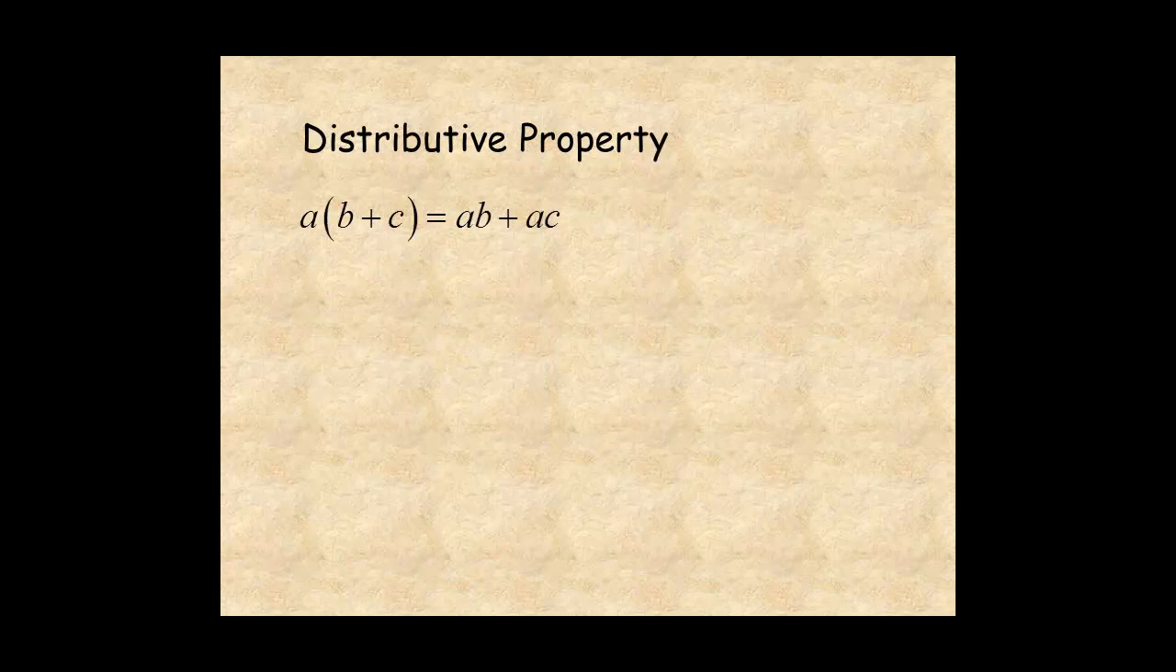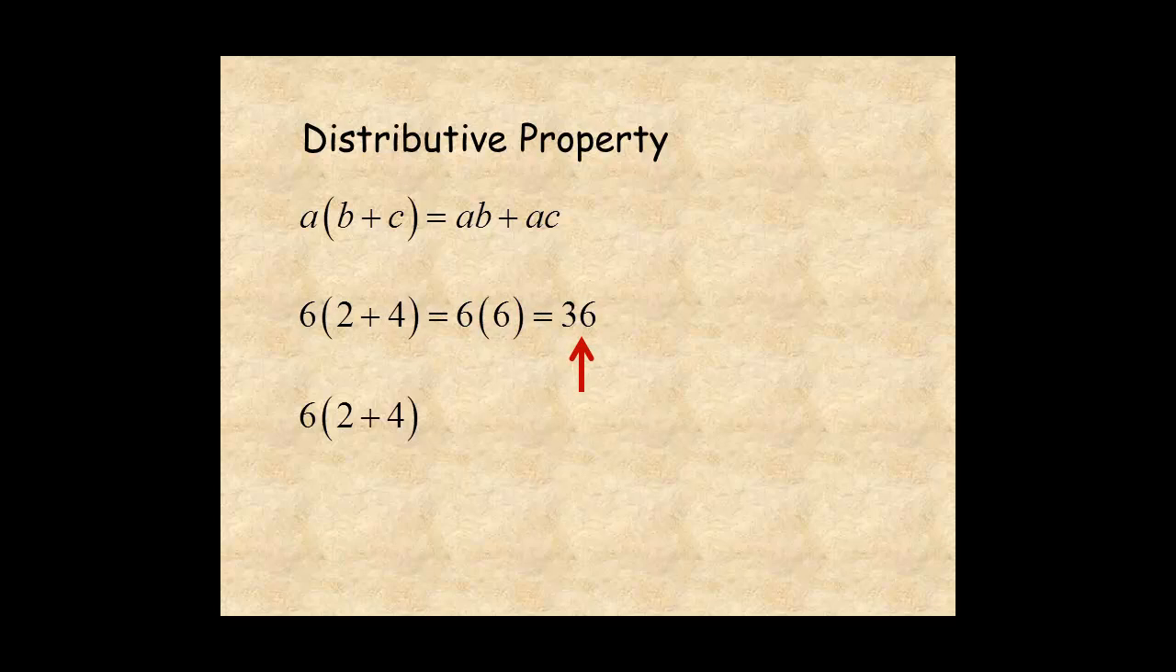Finally, with the distributive property, multiplying a sum by a number is the same as multiplying each number in the sum and then adding. For example, to multiply 6 times (2 plus 4), you can add 2 plus 4 equals 6, and then multiply for 36. Or you can use the distributive property and multiply 6 times 2 plus 6 times 4, and then add for 36.